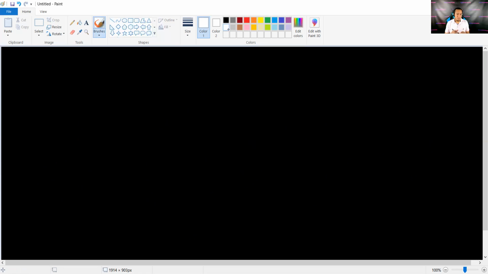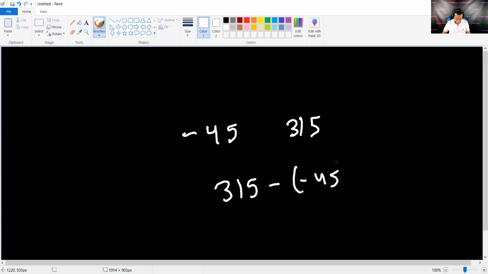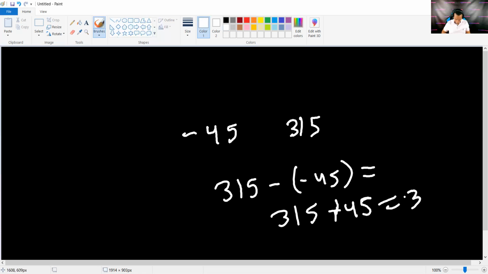For example, negative 45 and 315. Do they differ by 360? If they differ by 360, they are coterminal. But let's find out here. Well, the difference between these is actually 360. If you do 315 minus negative 45, that will equal 315 plus 45 because two negatives make a positive. And that'll give you 360.